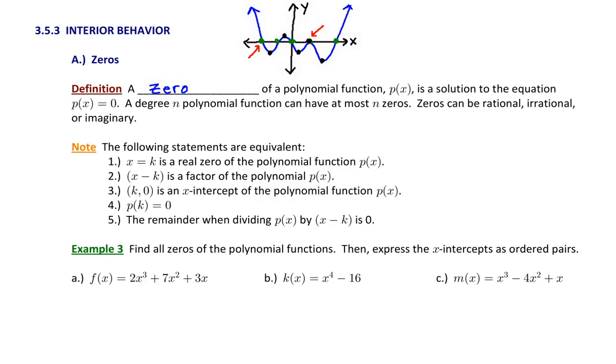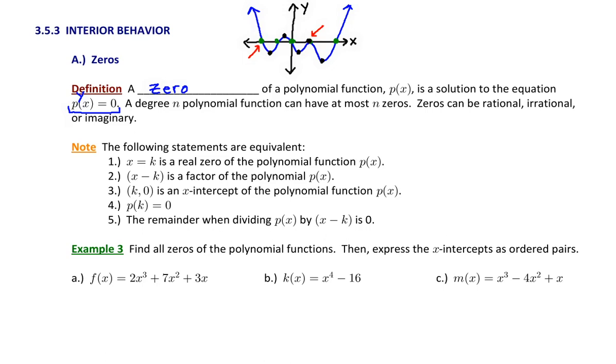Now, if you look at this statement right here, p of x equal to 0, when we understand that p of x is the same thing as y, ultimately we have our y value set equal to 0 here. Remember, when you set a y value equal to 0, that locates an x-intercept. So there's a relationship between the zero of a polynomial function and an x-intercept. The difference is in the terminology.